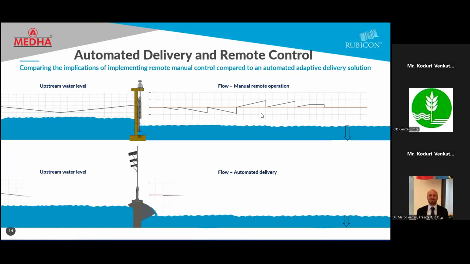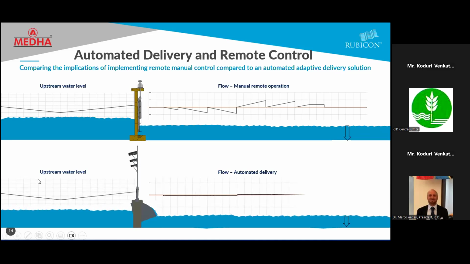Now let us see this particular operation where you can see the automated delivery. As you can see that the upstream and downstream is increasing or decreasing, the gate is adjusting on its own to maintain the level of the water in the downstream, and the water remains at the mean level, very meager fluctuations, and thus creating a very smooth curve of water flow, maintaining the downstream level which is intended at the end of the day.